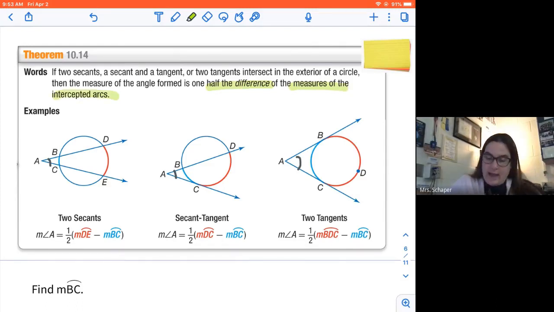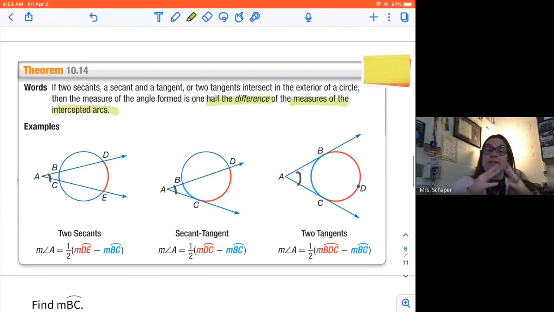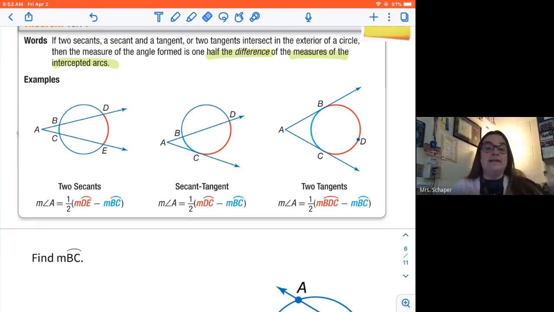So when we had it on there, it was just half the arc. When it intersects outside, it's going to be half the difference of those. So let's put this to use. And again, this applies to two secants, a secant and a tangent, or two tangents.